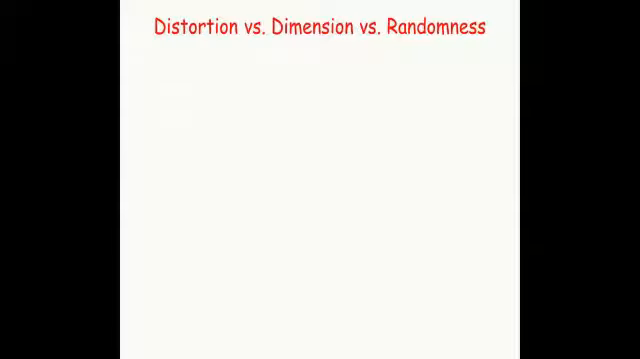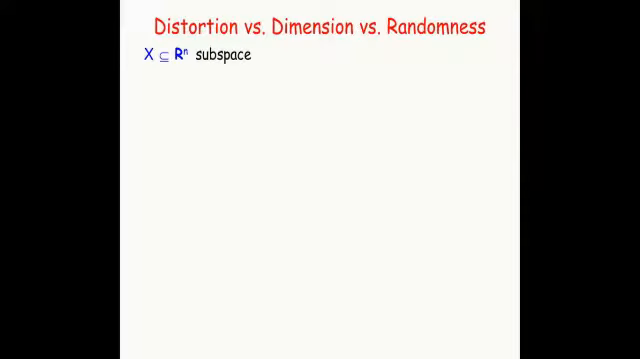So that's what we are after. I'll tell you some things about it, but I'll also motivate it. So here it is again. There will be 3 issues that come up here: distortion, dimension, and randomness. Let me tell you about all 3.